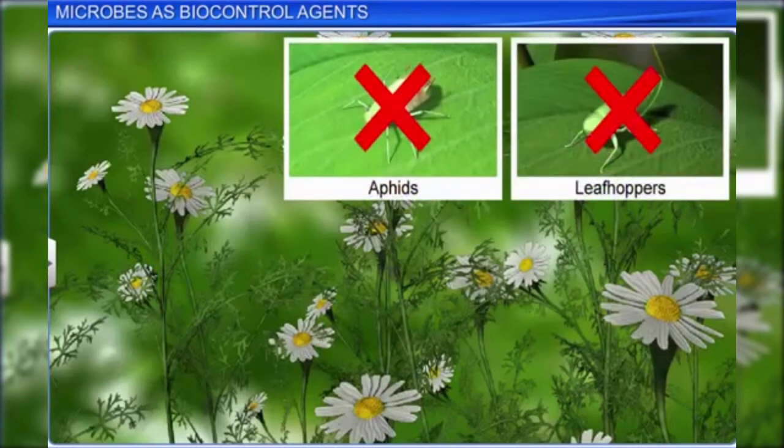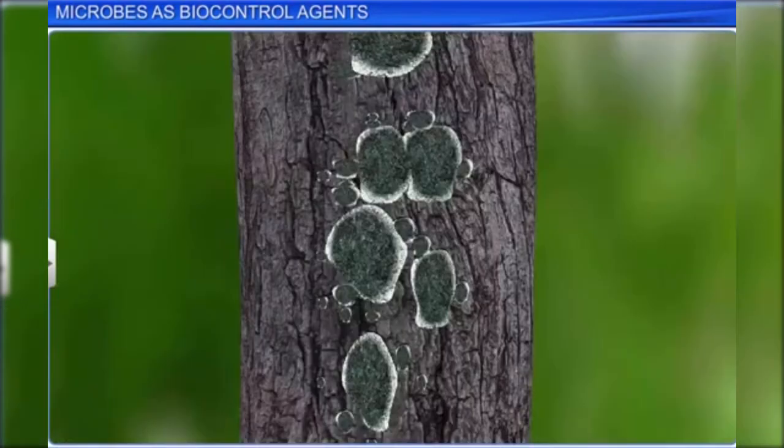Likewise, a free-living fungus called Trichoderma, which is very common in plant roots, acts as a biocontrol agent for various plant pathogens.